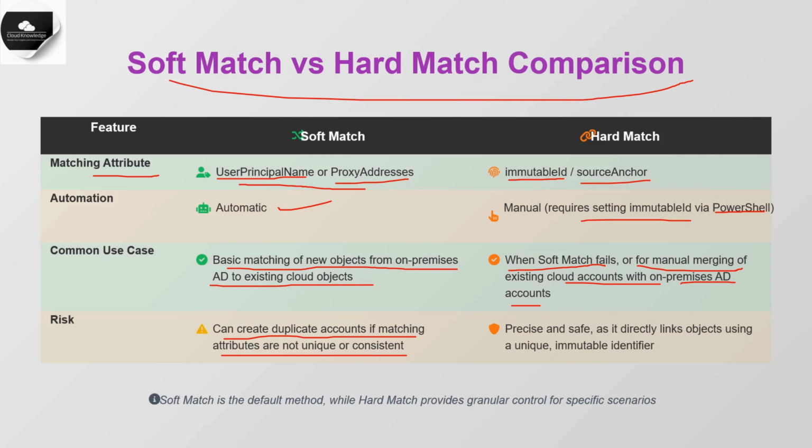This is precise and safe, as it directly links object IDs using a unique immutable ID identifier. Soft match is the default method, and hard match provides granular control for specific scenarios. If you rely on soft match, it is automatic, so you cannot control it. But with hard match, as you are doing with PowerShell, you take the immutable ID and other things, so you have granular control on that process.